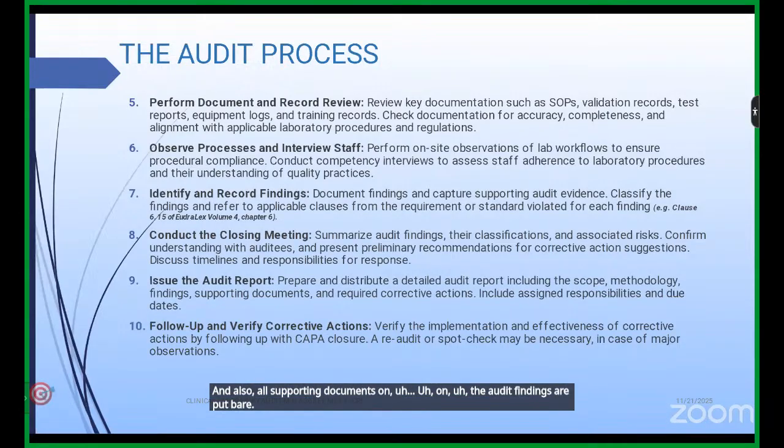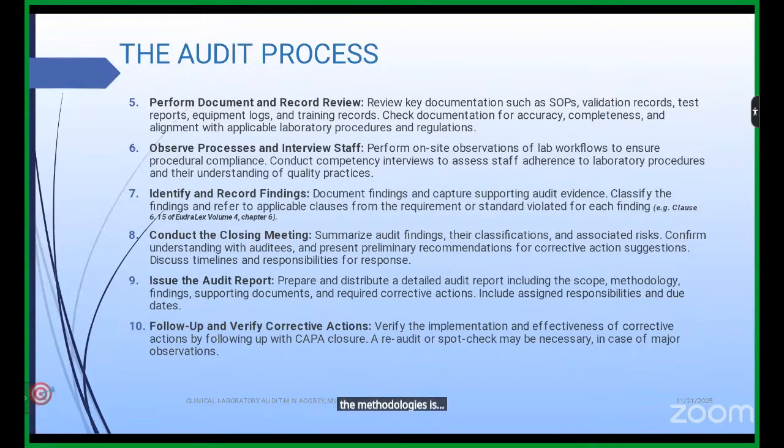The methodology is clearly explained: how they audited your facility, the scope in which they audited your facility, and all the corrective actions, if at all they are there. They will also give you the deadlines.